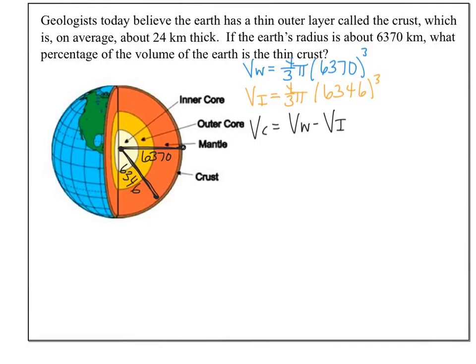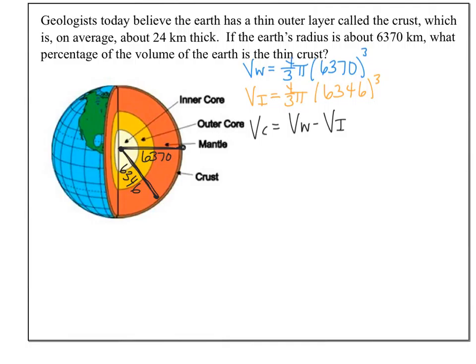So I know that the volume of the crust, which is the outermost layer right here, is what's left over when I subtract the world and the inside. If I get rid of all the core and the mantle and all that other stuff, then I'm just left with the crust. So I know that when I plug this into my calculator, I have to do a couple things. What I want you to do is, when you plug this into your calculator, try to leave it like this for as long as possible.